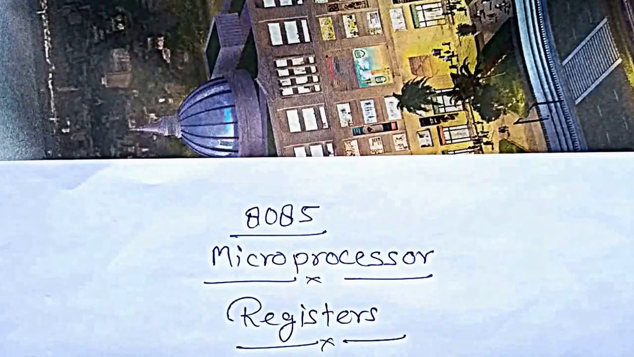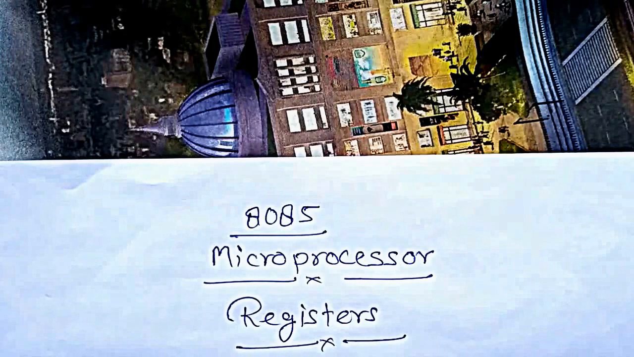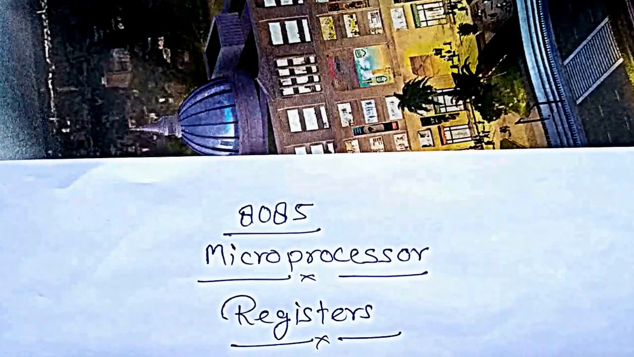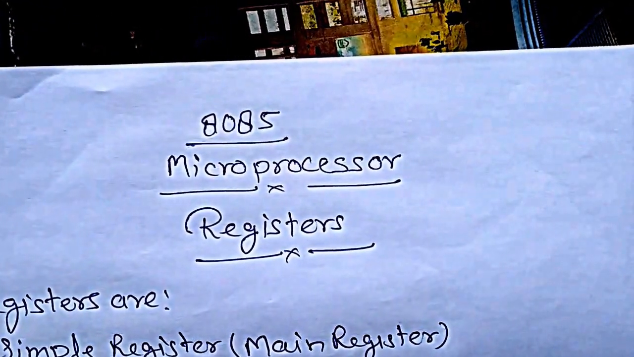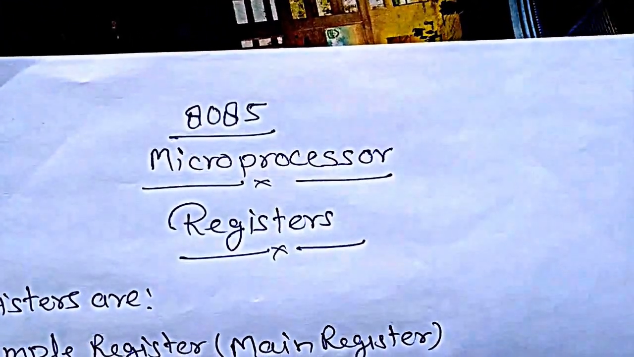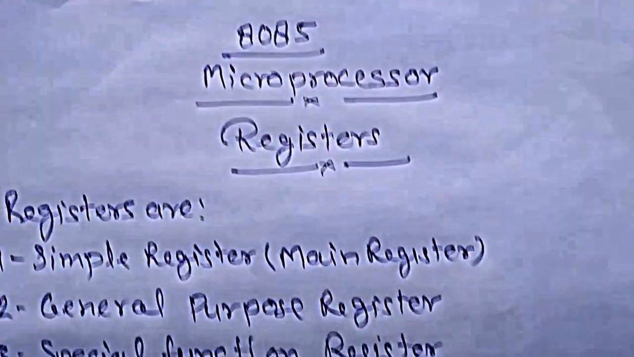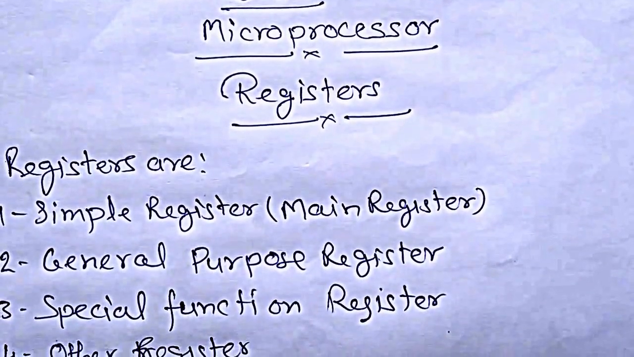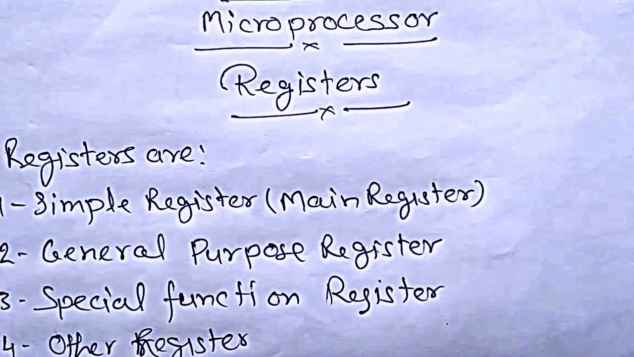Welcome back. Today we are going to discuss the registers of the 8085 microprocessor. These registers are: number 1, simple register, that is the main register; number 2, general purpose registers; number 3, special function registers; and number 4, other registers. Now we will discuss them in detail.